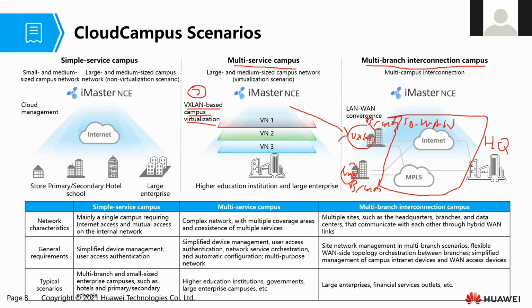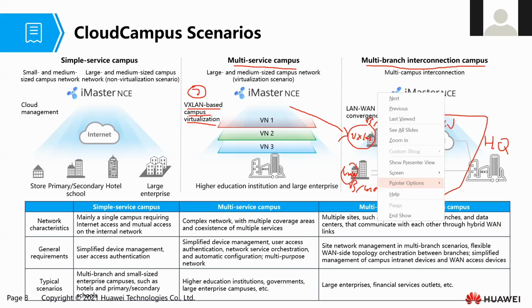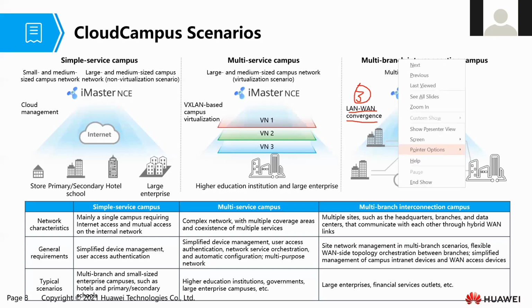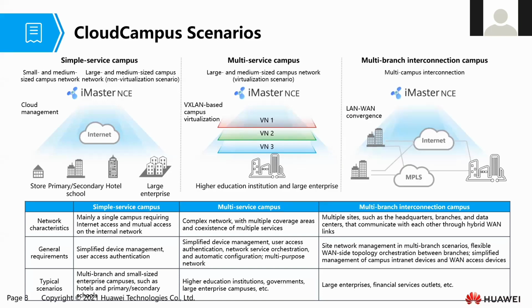Okay, so in this case, we will use the third solution, which is the LAN-WAN convergence solution. Overall, we have three types of solution in CloudCampus. The first one, cloud management, is just for management and monitoring. Then we have the second solution, VXLAN based campus virtualization. With this one we are able to achieve isolation between services.